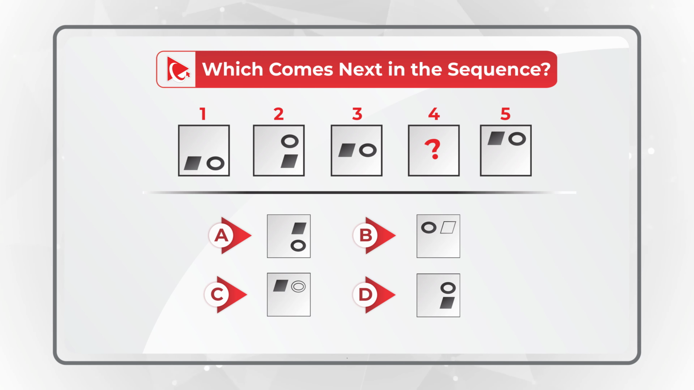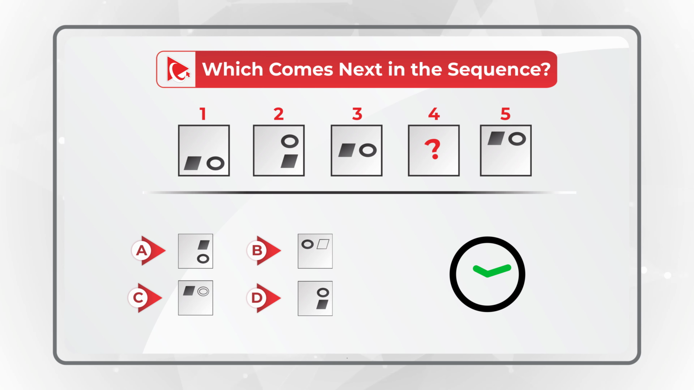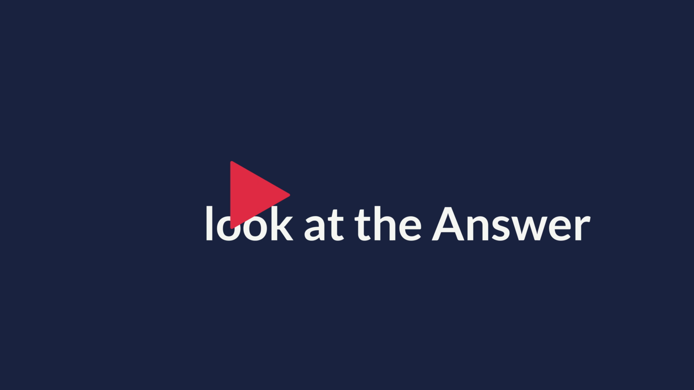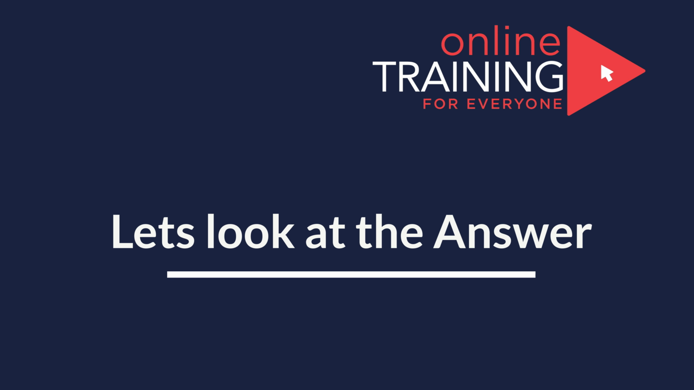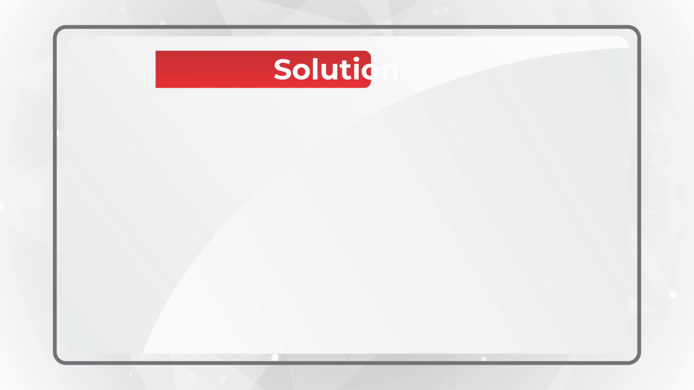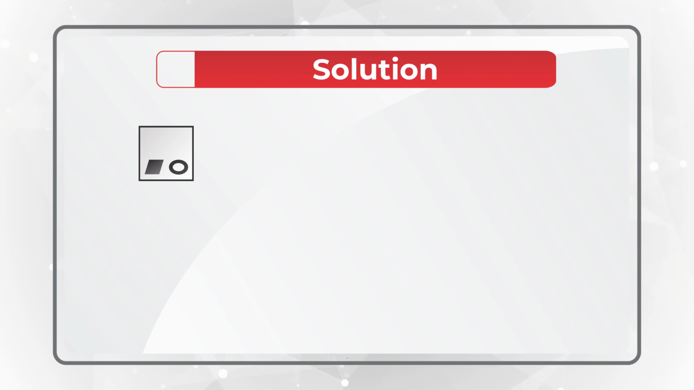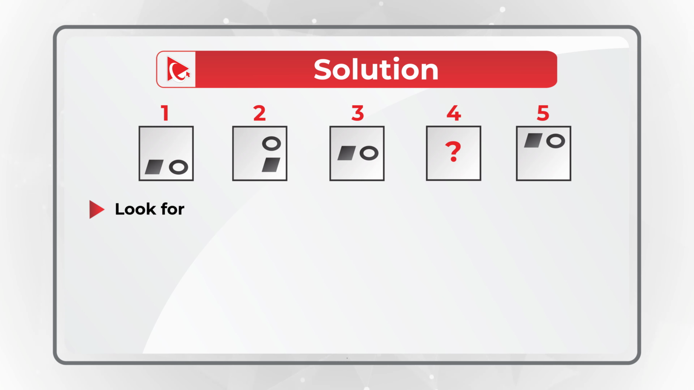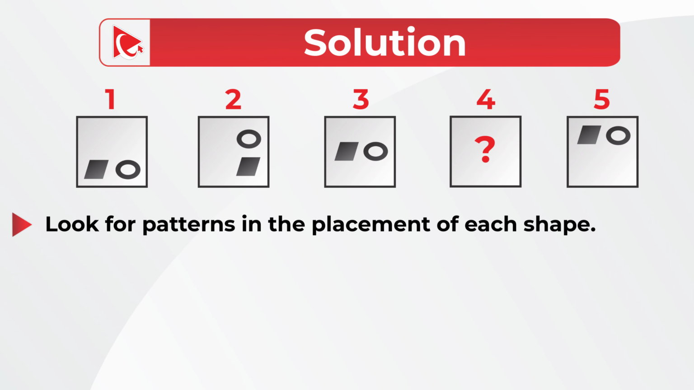Give yourself a little bit of time, look closely to see if you can get to the correct answer. Are you ready? Let's move forward and get to the correct solution together. You're probably tired hearing it, but my advice as usual, always look for patterns. And in this case, the pattern is location of the smaller shapes inside the square.